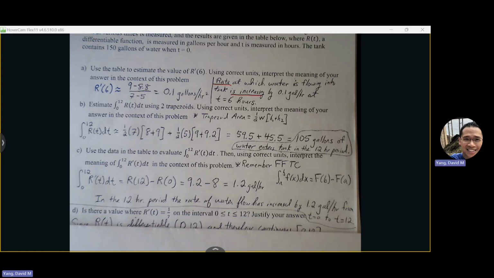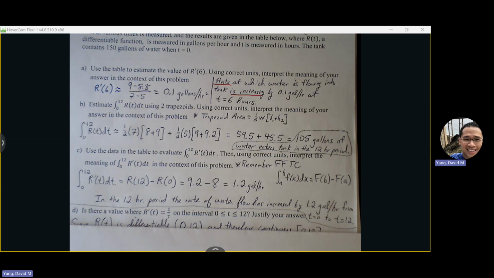In this 12-hour period, the rate of water flow has increased by 1.2 gallons per hour from 0 to 12 hours. Notice the integral of R prime is going to bring us back in terms of R, and R is in terms of gallons per hour. So that's why we have our units in terms of gallons per hour.